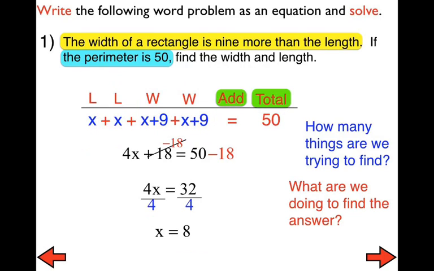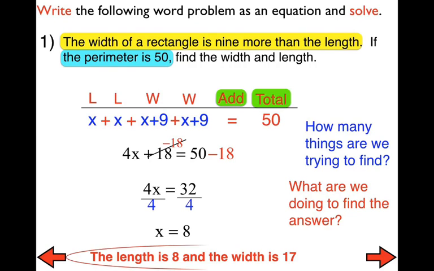And we always need to make sure we answer as a sentence. So the length is 8 and the width is 17. Make sure you write this sentence on your line for sentence. All right, let's move to the next problem.